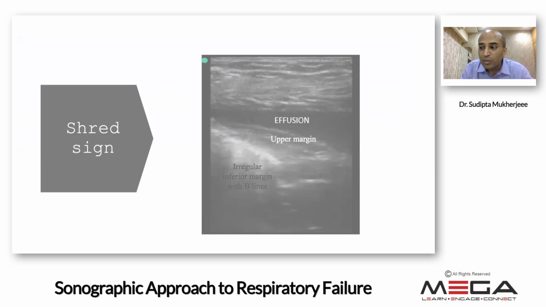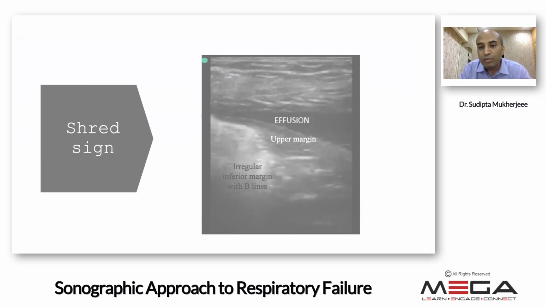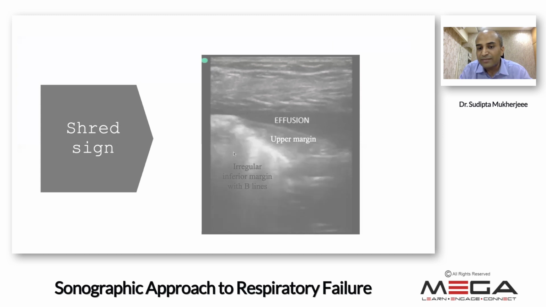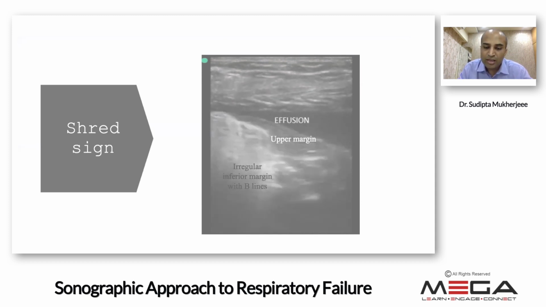When new onset pneumonia is developing, we may get a certain amount of pneumonic effusion, and a part of the lung which is totally solid will look like a tissue. After that, some amount of aeration starts, and so we'll get some irregular initiation of B lines from that solid lung. This is called the shred sign. It indicates pneumonia, an evolving pneumonia.